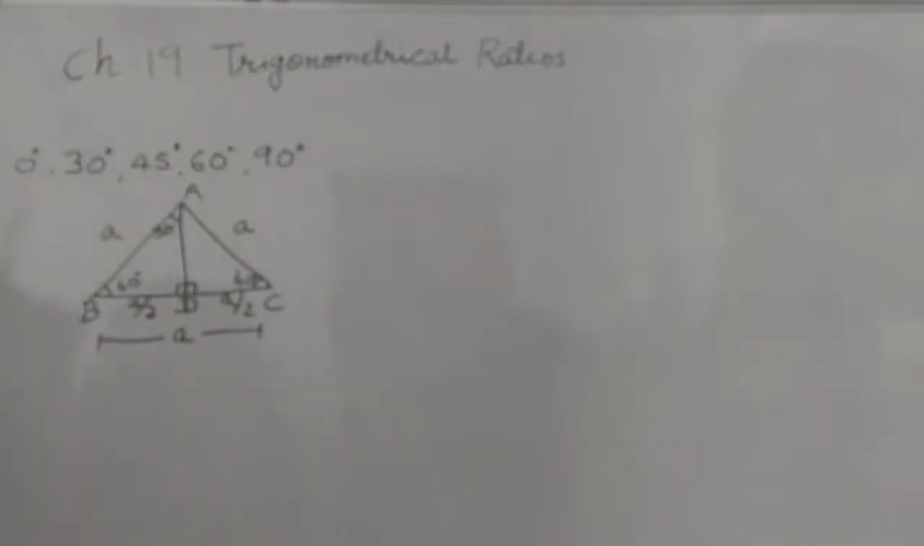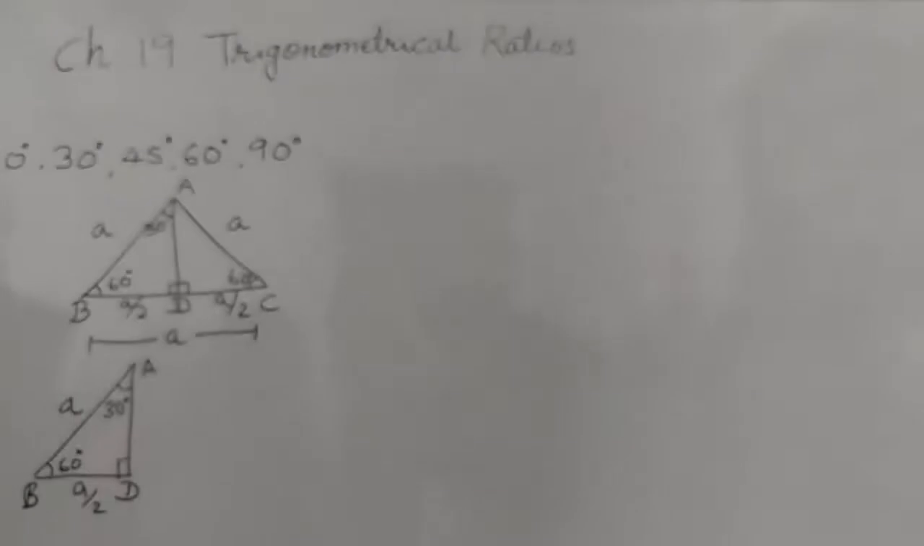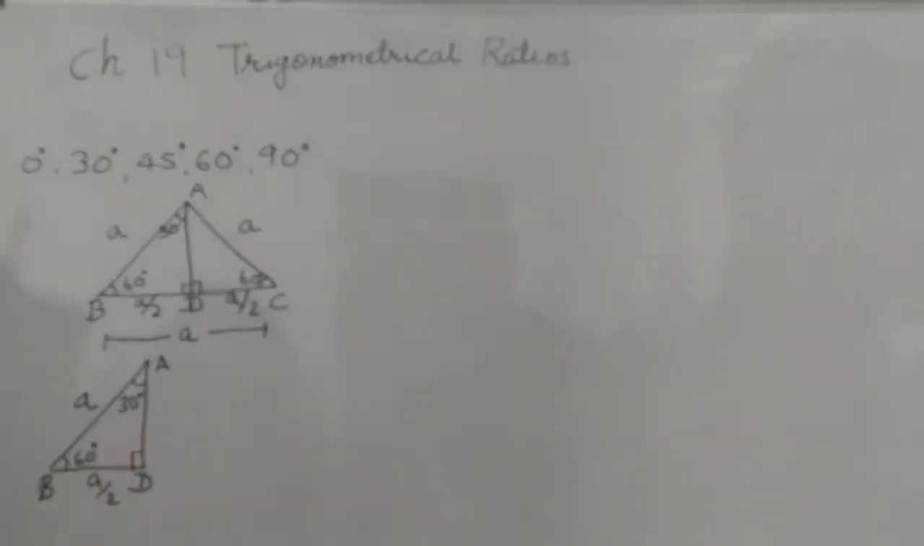So likewise we get triangle ABD. I am drawing it separately so that you can understand more. Triangle ABD, from this upper triangle I have drawn it separately. Now in this triangle, this is side A, this is side A by 2, this is 90 degree, 60 degree and this is 30 degree. So we will first find the unknown side, that is the AD value, and then we can write our 30 degree and 60 degree angle values.